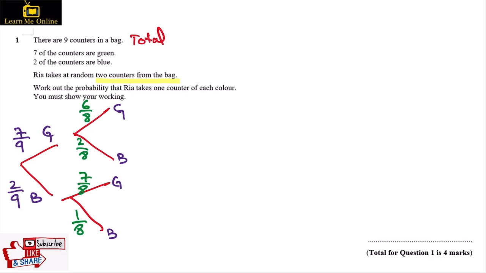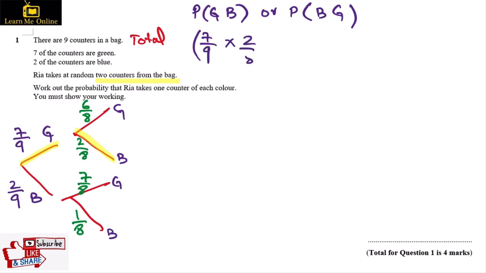We are finding out the probability that Ria would have 2 different color counters. So now I'm going to write it down: because it's 2 different color counters, we have to go with the options of green and blue, or the probability of blue with the green. So green is here and blue is here. This is the first combination we're going to take and write down the probabilities, which is 7/9 times 2/8.